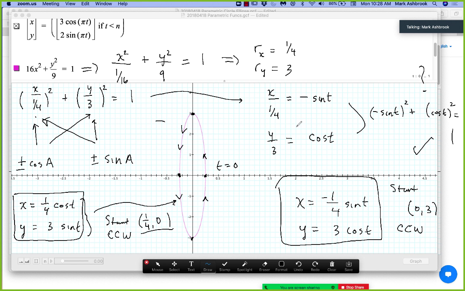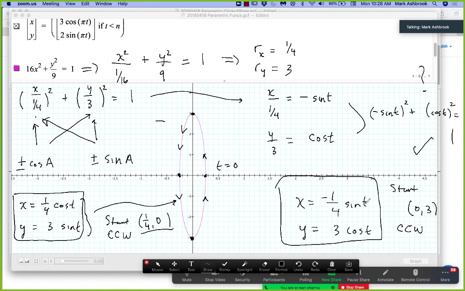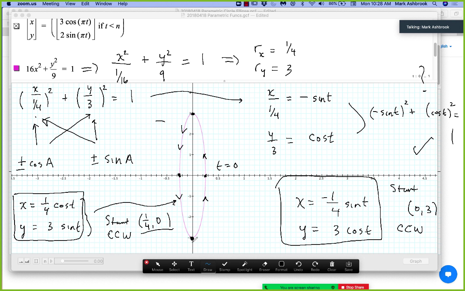If I had chosen negative cosine, then what would that have been? Well, we'd have y equals negative 3 cosine t. We would have started at the bottom, and that would have actually been going clockwise. So had I done x equals negative 1/4 sine t and y equals negative 3 cosine t, that would have started at the point down here at the bottom, 0, negative 3. Then x would decrease first and y would increase, and we would be going clockwise.